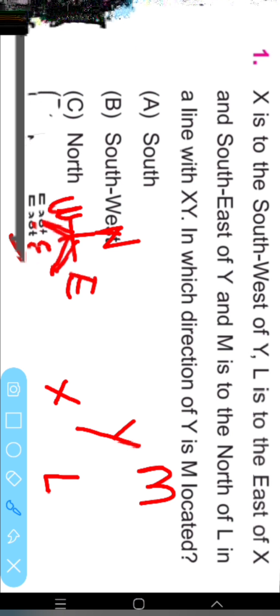If P was cooled, in that also it may sedimentate, so P cannot be the answer. So the main answer is option number B, which is Q. Let's move forward to the next question.